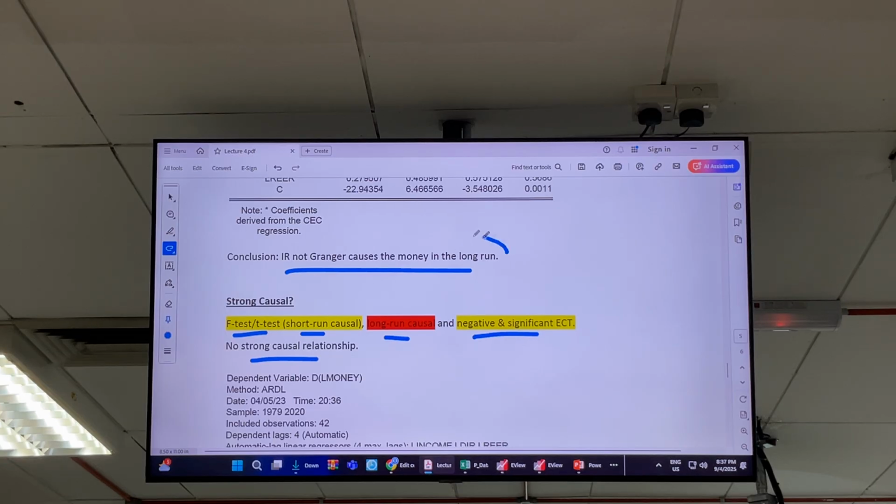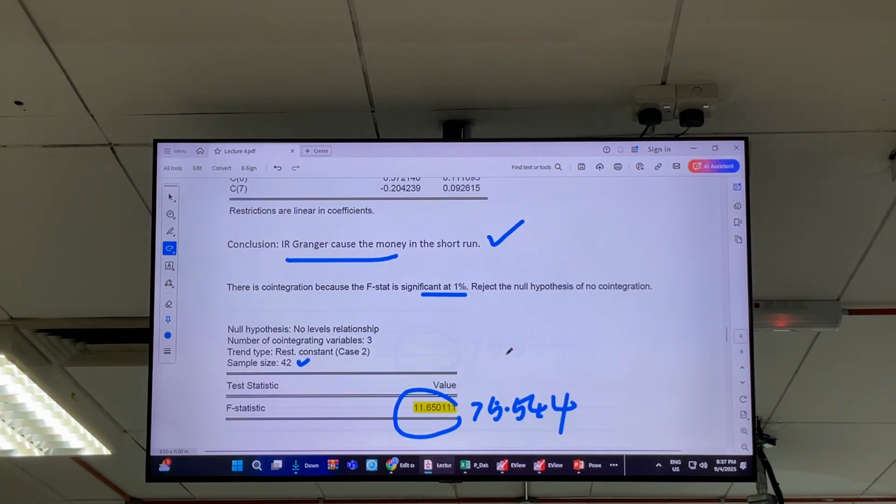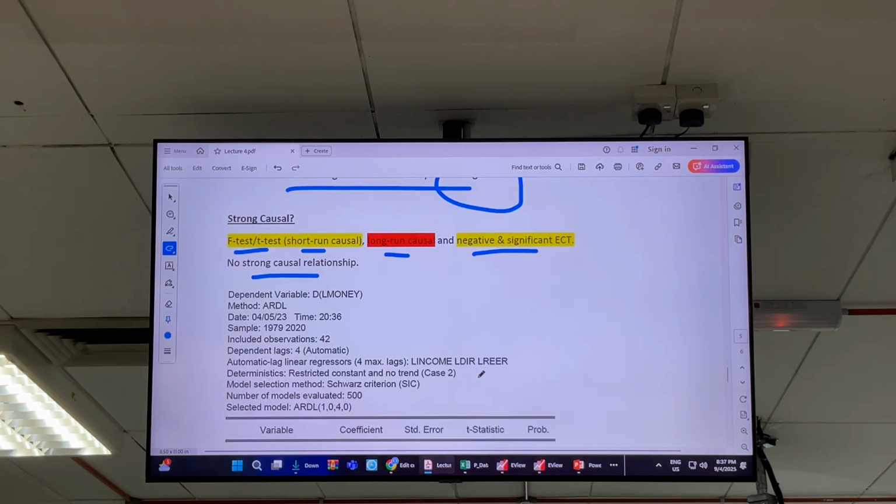This is the long run, right? This is where we get the long run Granger causality. This is where we get the short run Granger causality. If the question asks you, is there a strong causality, then how are you going to answer? For the strong causality, you not only test the short run, not only test the long run, you also need to look at the significant and negative ECT term.